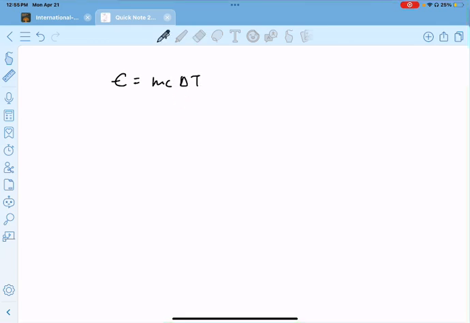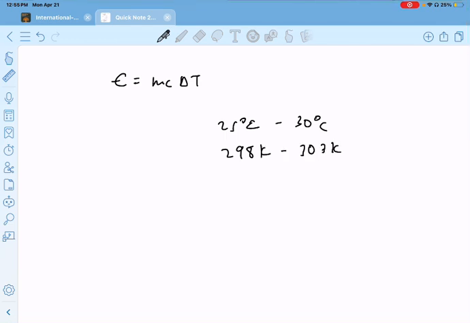Well, yeah. Change in temperature can be in degrees Celsius or Kelvin because it's the same thing when you're taking a change. Like if you have 25 degrees and you increase it to 30 degrees, this is 298 Kelvin, and this is 303 Kelvin. So the difference will be 5 on each side, so it doesn't matter which one you use. But for the others, mass has to be in kilograms, and for specific heat capacity, they usually give you the units, so just use that, okay?